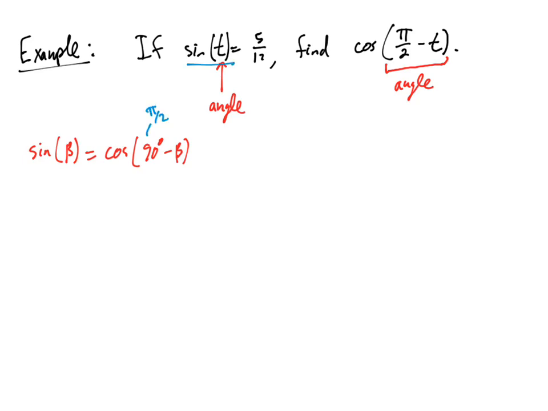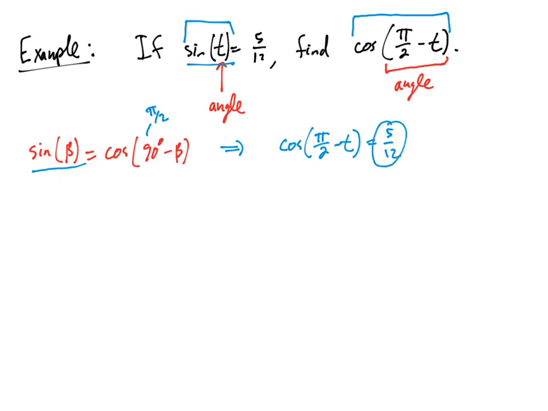So what we have here is sine t and sine beta. It's just saying sine of some angle is equal to cosine of pi over 2 minus that given angle. So because of all of this, cosine of pi over 2 minus t, this expression here, is equal to this expression here. Because those are equal to each other, these are both going to be equal to 5/12. So there's not really any work for us to do on that one. So we'd say that that is equal to 5/12.